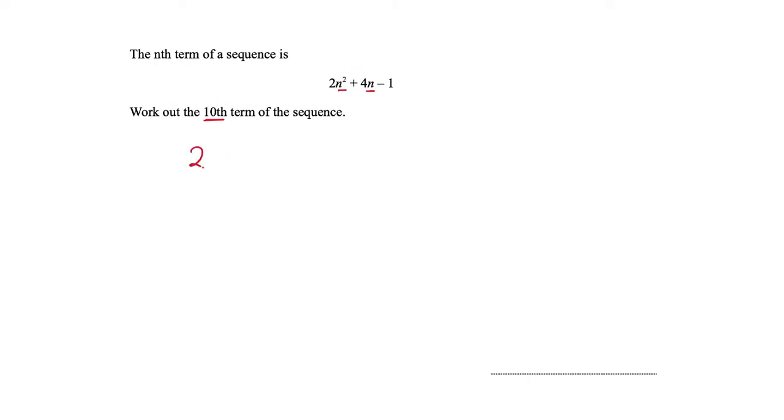So we have 2n squared plus 4n minus 1. So instead of n, we're going to substitute in 10. So 2 times 10 squared plus 4 times 10 minus 1. And remember BIDMAS, you do your brackets before anything else, and then you do your indices.